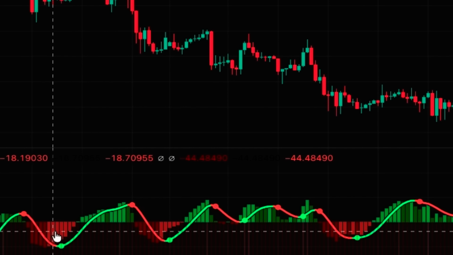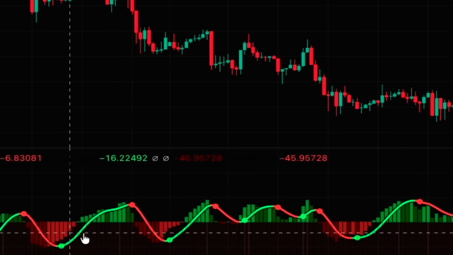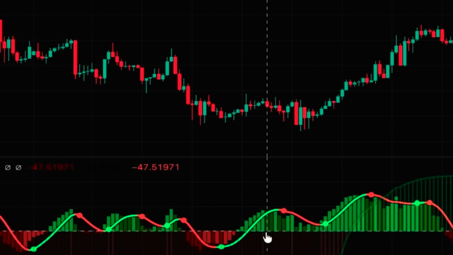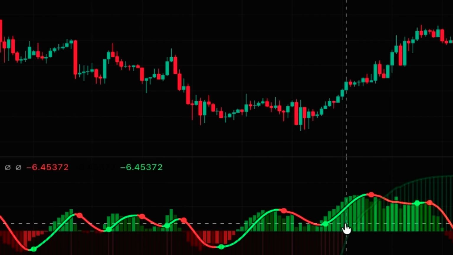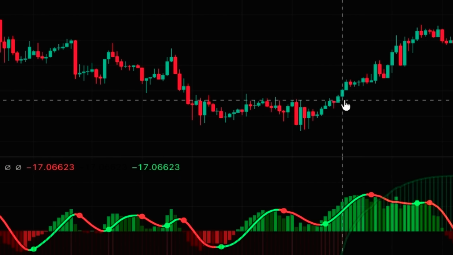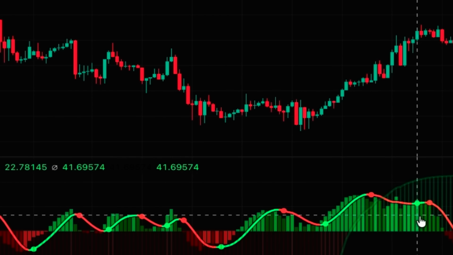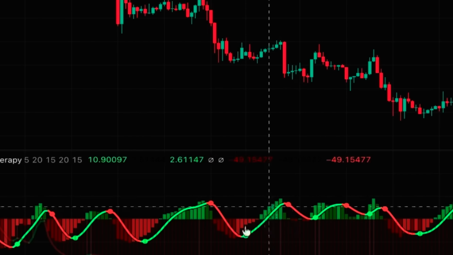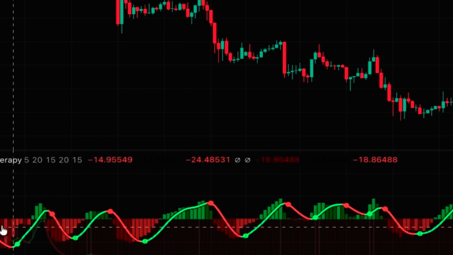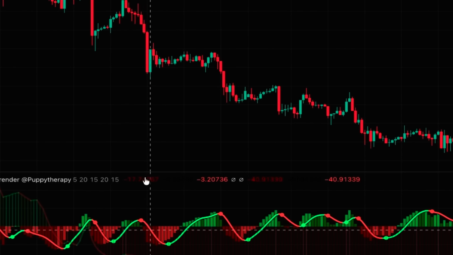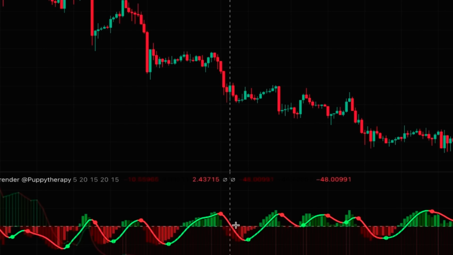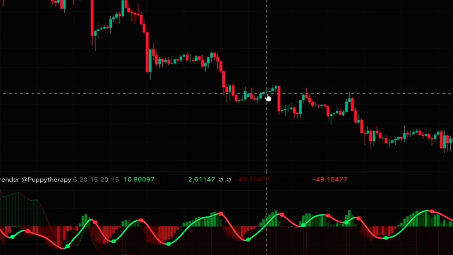We can also evaluate the strength or weakness of the momentum by the help of color changing in the histogram. For example, when the histogram is above the center line and green, when it is light green, it shows that the upside momentum is strong, and when it becomes dark green, it shows weakness in the upside momentum. On the other hand, when the histogram is below the center line and red, when it is dark red, it shows that the downside momentum is strong, and when it becomes light red, it shows weakness in the downside momentum.